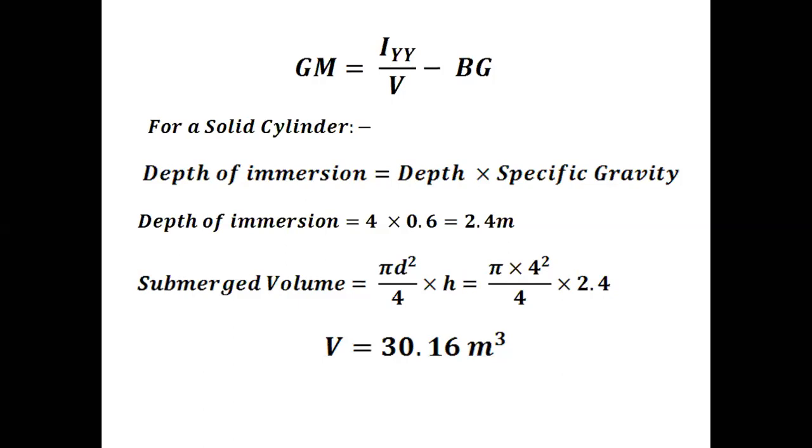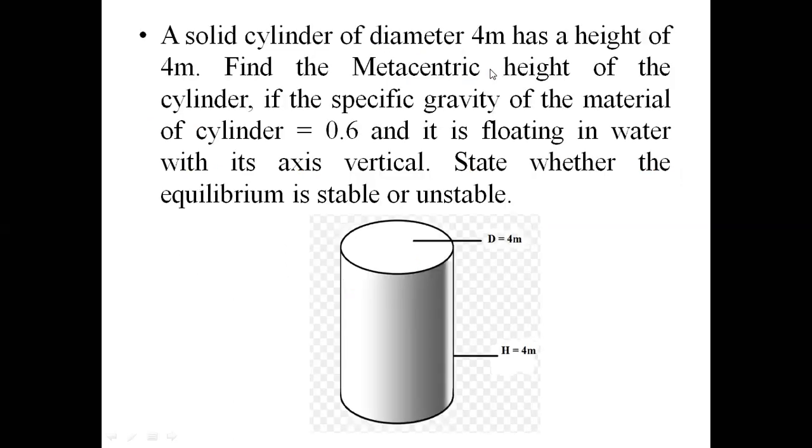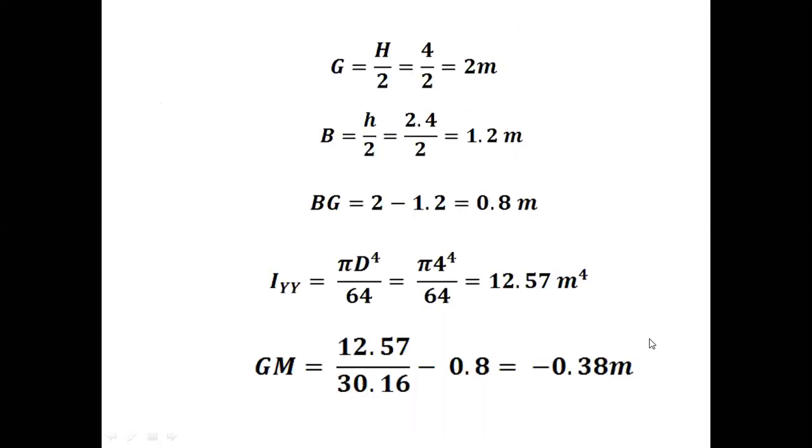Next, we have to calculate the BG value. As I said, it is the difference between the center of gravity and the center of buoyancy. Since you are going to consider it as a laminar structure, H is the height, so CG will be H divided by 2, half the height. As you can see here, G is the center of gravity.